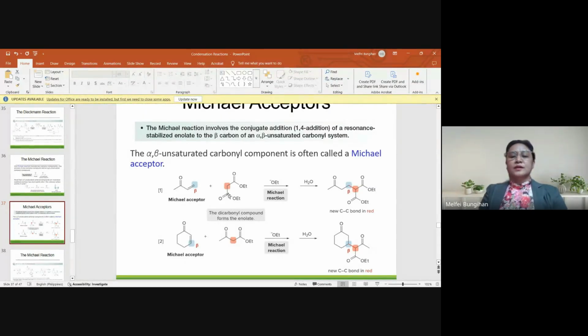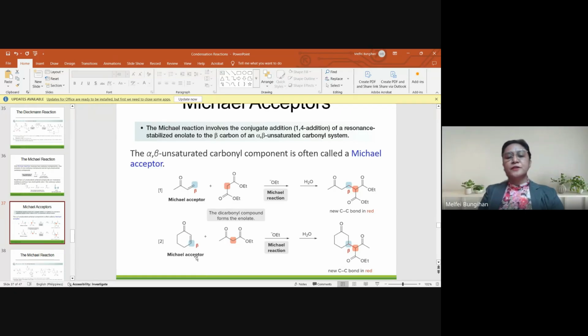In the first one, your Michael acceptor is this, acyclic. Then, of course, your dicarbonyl contains your alpha hydrogen here. This becomes your enolate. Removal by a base of this proton will give you this enolate, and then the CC bond is formed here at the beta position. So this is now your condensation product.